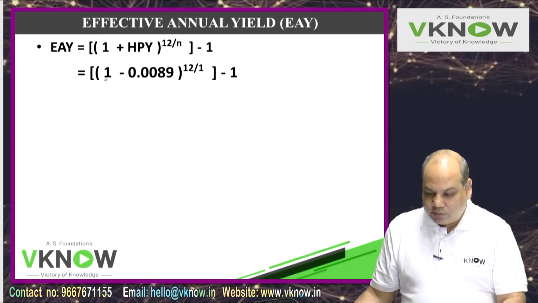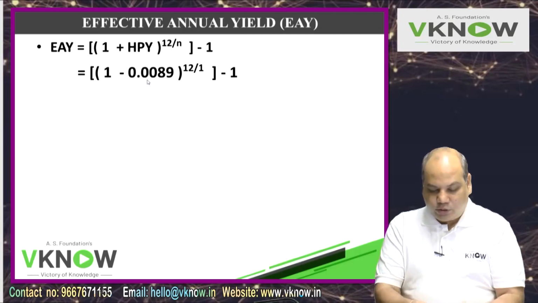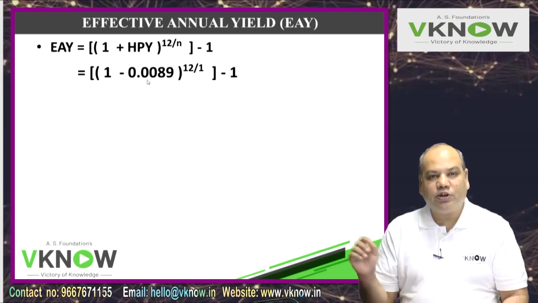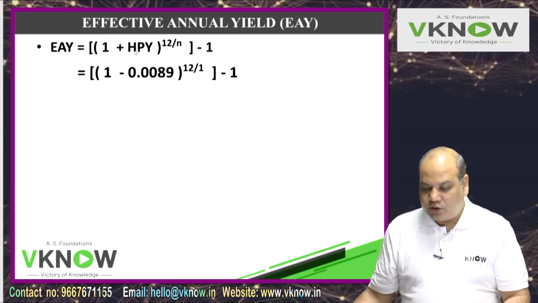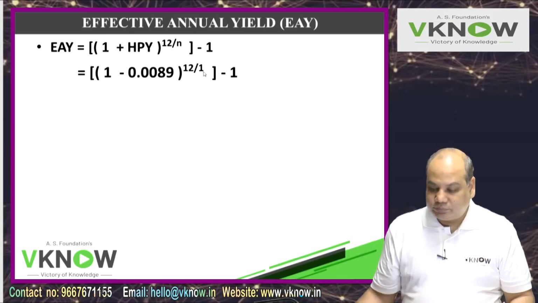Put the numbers: 1. Now this plus will become minus because the return is negative. 0.89% will be written as 0.0089. If you have a doubt, take 0.89 and divide by 100, so on your calculator you will see 0.0089. And because it's a negative return, you write minus here. To the power 12 by n. It's a 1 month problem, so write to the power 12 by 1, bracket close, minus 1.